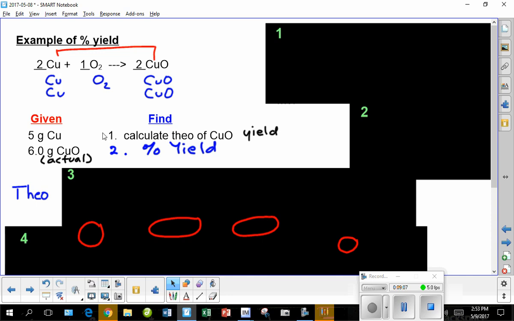But with these 2, we can first of all calculate the theoretical yield of copper oxide, copper 2 oxide. We do that in the same way that we've been doing all the calculations in chapters 11 and 12, most precisely in the third section, where we did moles to grams, grams to moles to moles to grams. So we have grams to moles to moles to grams, as you'll see in the calculation in just a minute.